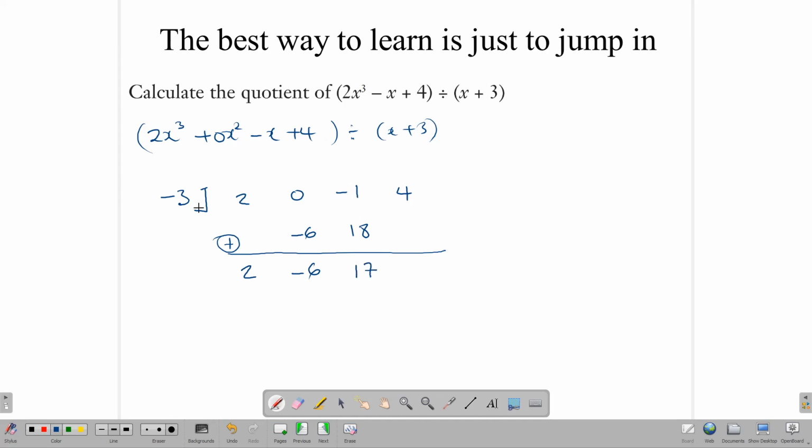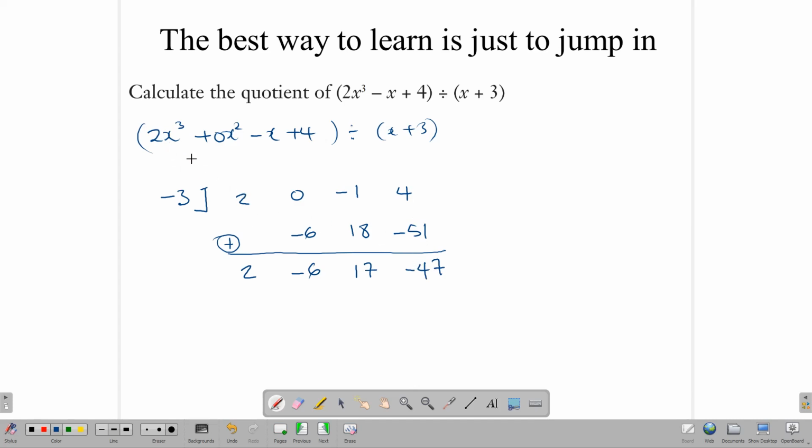And then we're going to multiply again -3 times 17. That gives us a -51. And then we add that -51 to this positive 4, and we get a -47. So go ahead and let that soak in, or let's try it again.